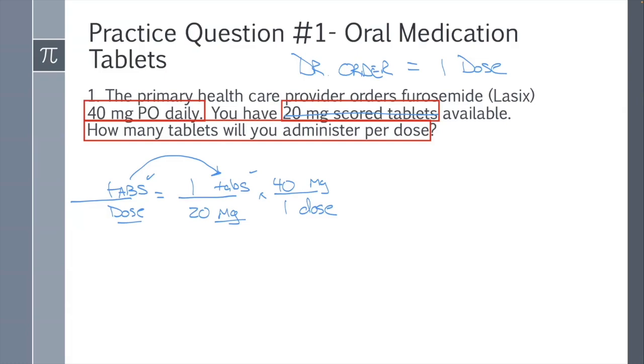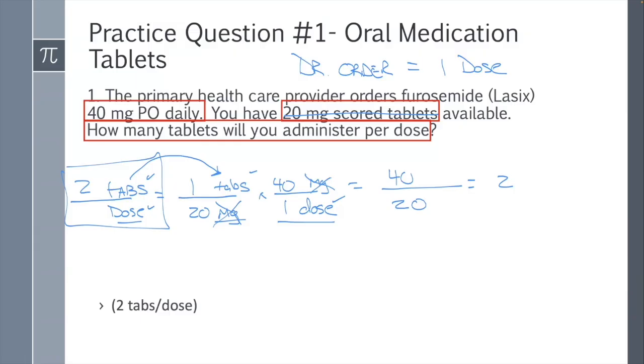Okay. So that 40 milligrams PO daily, that's my doctor's order. So my doctor's order equals 1 dose. Right now I have milligrams, the units on the bottom and on the top. They cancel each other out. And now I end up with tablets on the top and my dose on the bottom. Multiply my bottom number first. 20 times 1 is 20. And 1 times 40 is 40. I take my calculator and divide 40 by 20. And that gives me 2. So my final answer is going to be 2 tablets per dose.